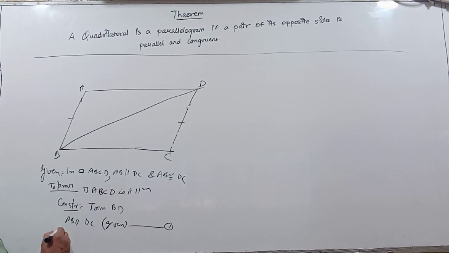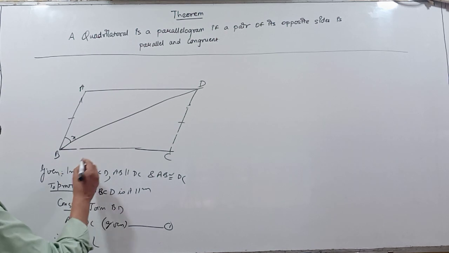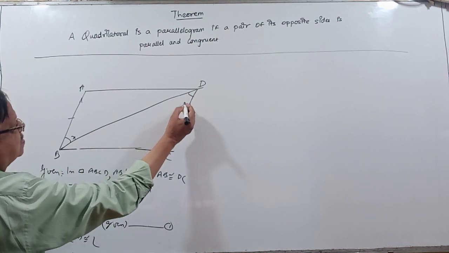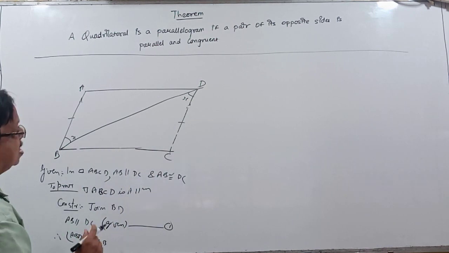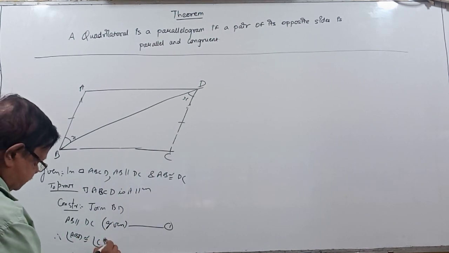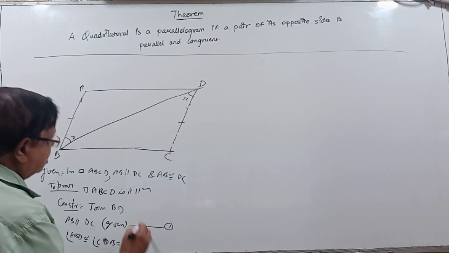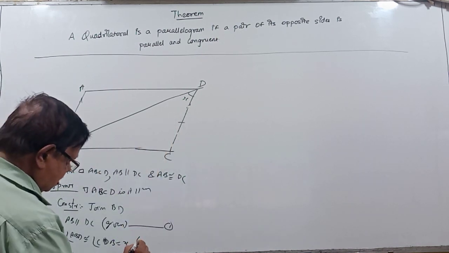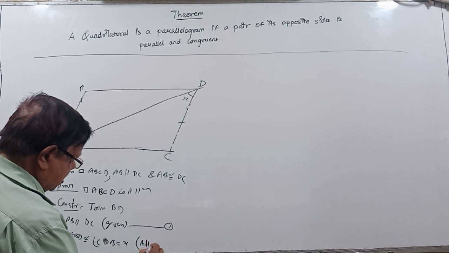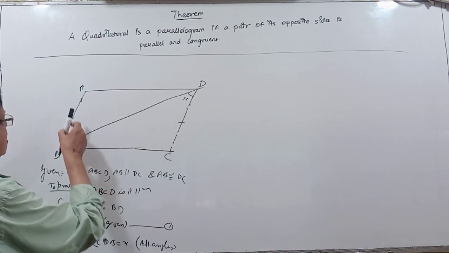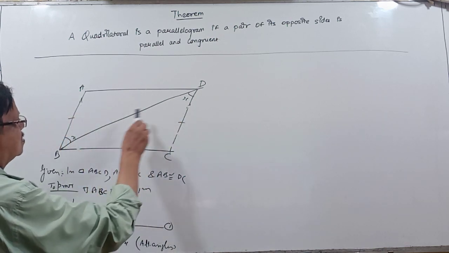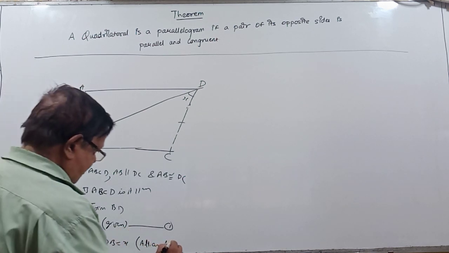Therefore, angle ABD congruent to angle CDB. This angle congruent to this angle. Let CDB equal X. What is the reason? They are alternate angles. This is congruent to this. This is parallel to this. Therefore, this angle congruent to this angle. Next.